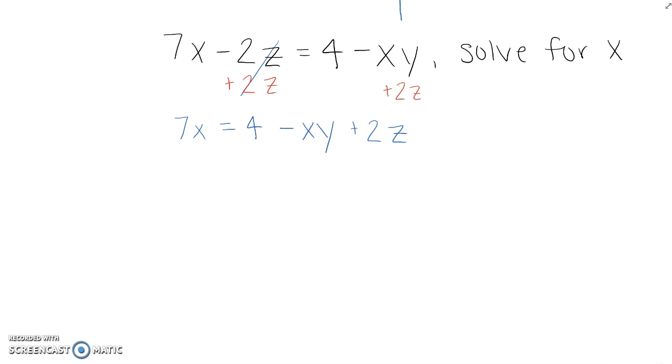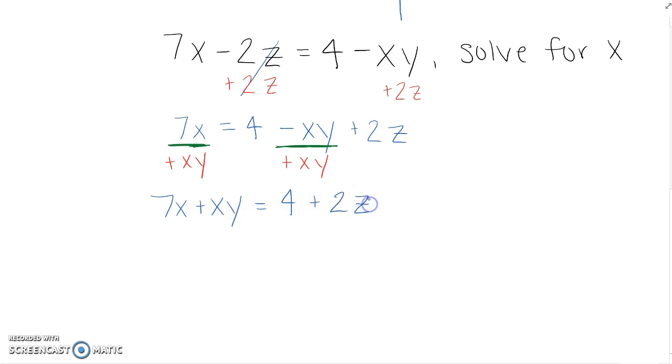Now I have a 7x on this side, and I have a negative xy over here. So what I'm going to do is try to move my x's to one side. Now you might be confused because x is being multiplied by y, but just don't worry about it for now. So we're going to add xy, add xy. Now we can't combine this to be 8xy because the 7x just has an x. It doesn't have a y. So writing my next line, I now have 7x plus xy equals 4 plus 2 times z.